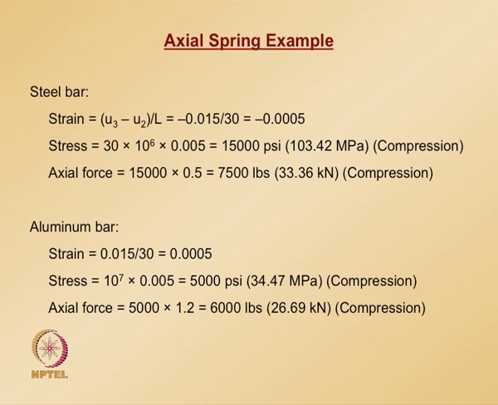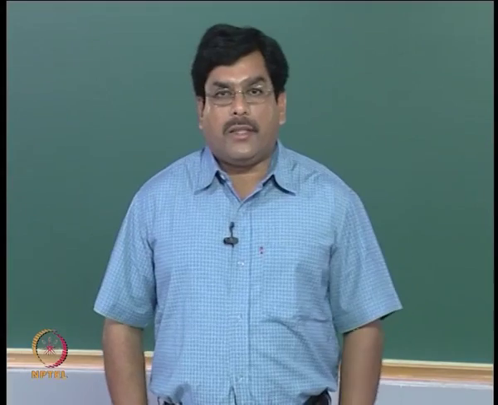The steel bar and aluminum bar will be in compression and the spring will be in tension, because the force is acting from the left side towards the right side. Since the spring is towards the right and the aluminum and steel bars are towards the left, the aluminum bar and steel bar will be in compression, whereas the spring will be in tension. Okay, we will continue in the next class.